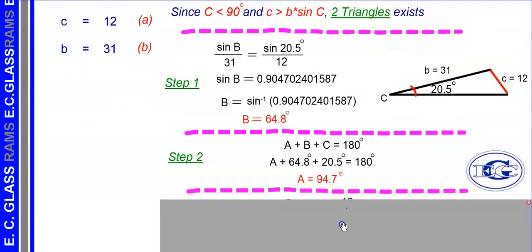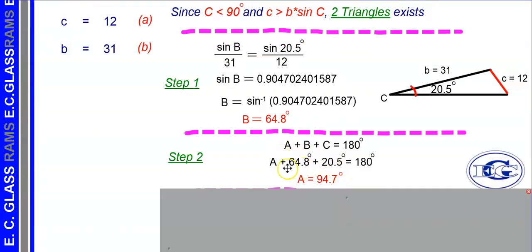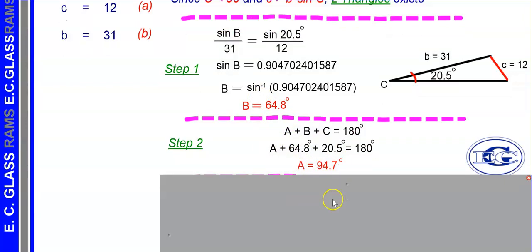Then you go ahead and use the angle sum theorem. We know what angle B is, we know what angle C is, so this time we don't know what angle A is. So therefore it's 94.7.